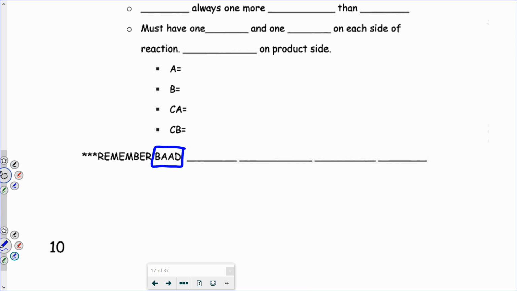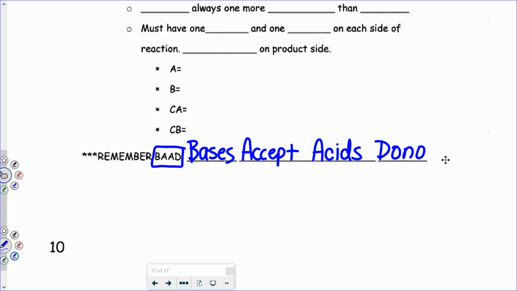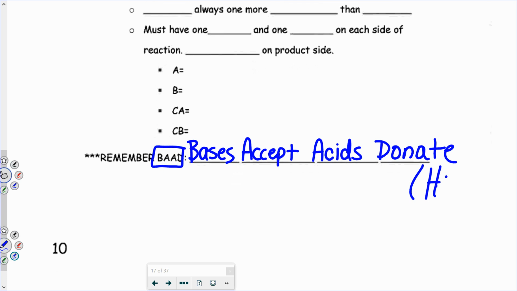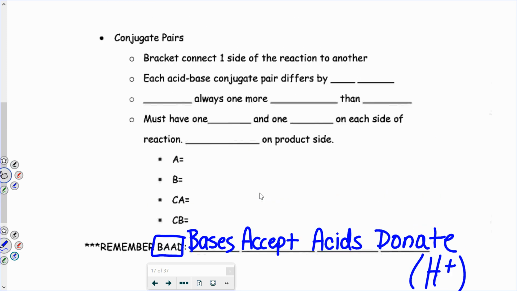Now, if you go to the bottom of page 10, this is going to help you remember that. B-A-A-D. I guess it's BAD, whatever way you like to say it. What this stands for is the B stands for bases. The first A stands for accept. The second A stands for acids, and the D stands for donate. And remember, they are donating and accepting H pluses. There's actually no OH minus being dealt with in this one. So bases accept, acids donate.